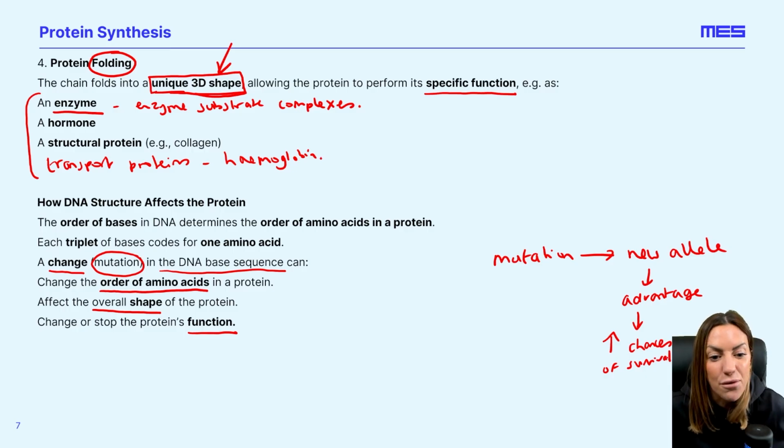Okay, so there's actually kind of 3 outcomes of a mutation. Could be positive, give them a survival advantage, could have no effect whatsoever on the protein, no effect on their phenotype, or it could have a negative effect where it changes the order of amino acids, changes the shape of the protein, protein is non-functional, and that could have a negative effect on the organism's phenotype. Okay?